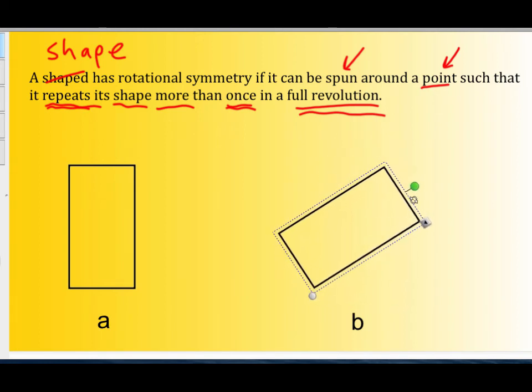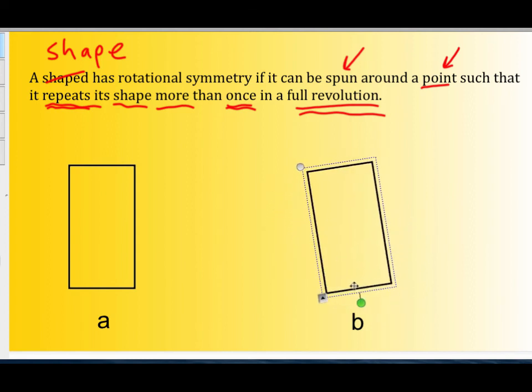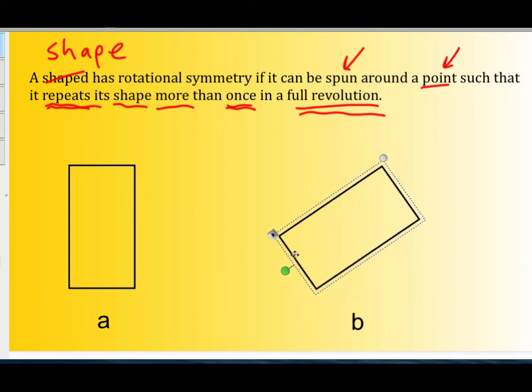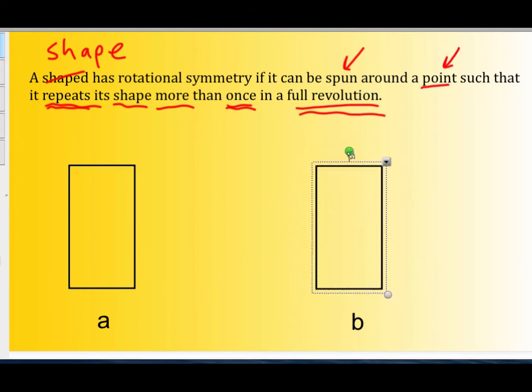No, no, no. Aha! It's a half turn, and it does become itself. So yes, there's one, it's repeated its shape once already, and then we go back to the full revolution, and yes, two. It repeated its shape twice, so that was more than once. So we can say, yes, it does. Have a go at this one for me.